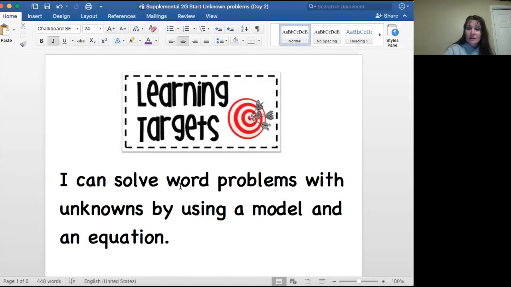Our learning target today is I can solve word problems with unknowns by using a model and an equation. Now, we've learned along the way that when we have an unknown in the problem, we put a box around it. That way, we know that is what we're looking for. As we are solving these problems, make sure that you have an equation and a model.